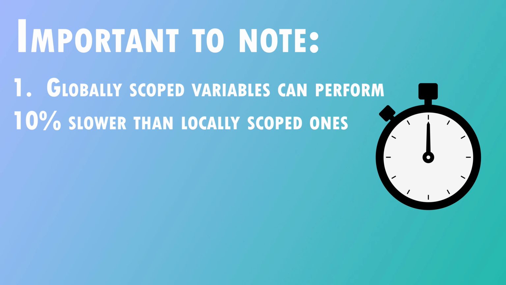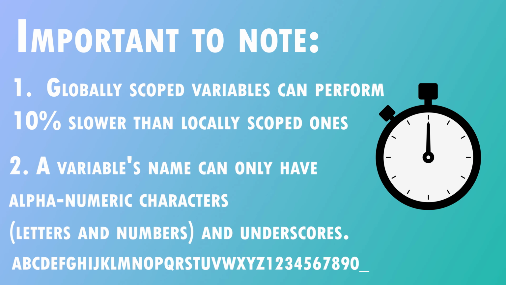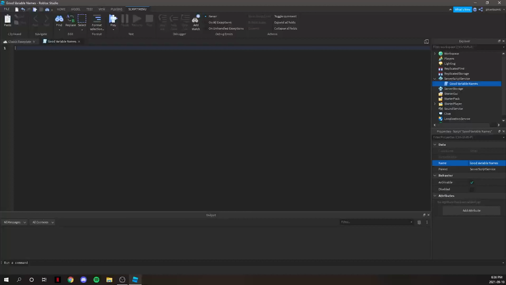The other important thing to note is the syntax of a variable's name. A variable's name can only have alphanumeric characters, which are letters and numbers, and underscores. A variable's name can't start with a number, although there can be numbers anywhere else in the variable's name, so the variable can start with either a letter or an underscore. Here are a few examples of accepted variable names and a couple of not accepted variable names.